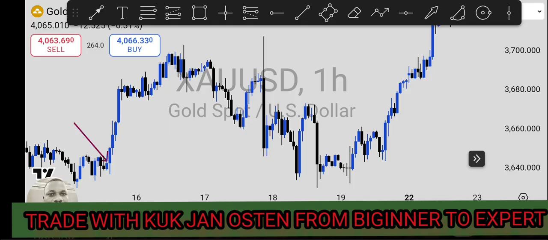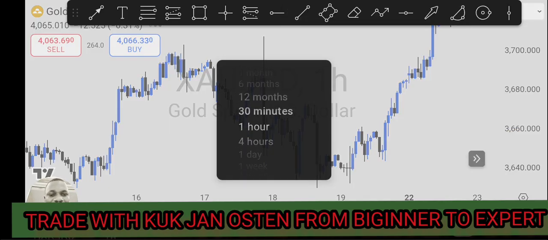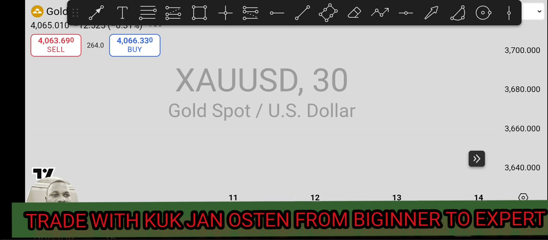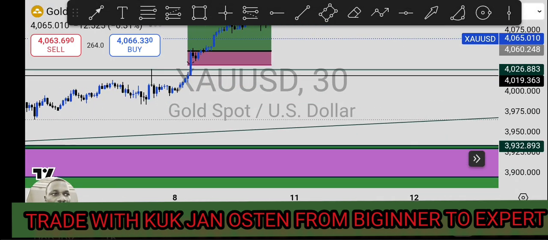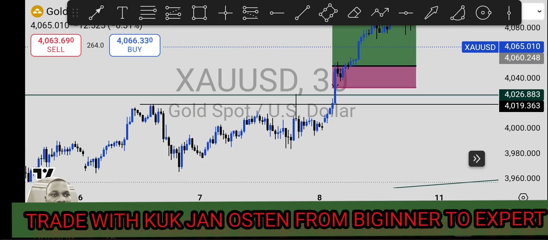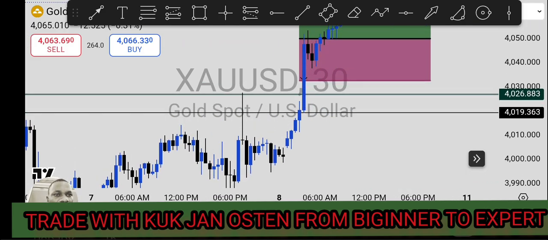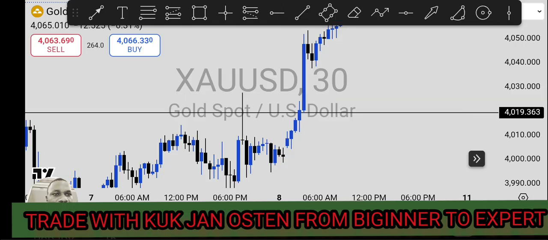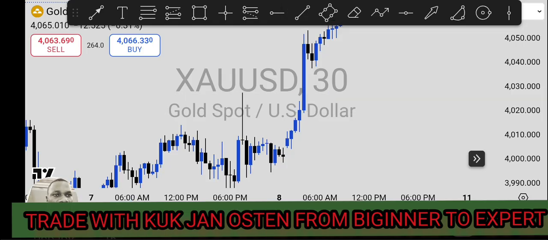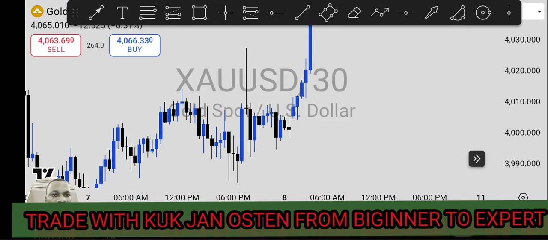Now I'm also going to show you what an order block looks like in the 30-minute time frame. Okay guys, if you can have a clear view of it, in the 30-minute time frame we are going to see some fair value gaps within here. So this is a fair value gap.